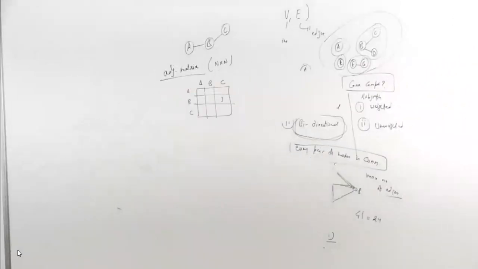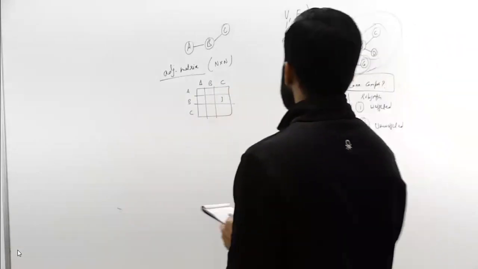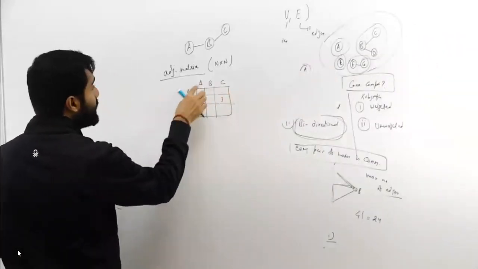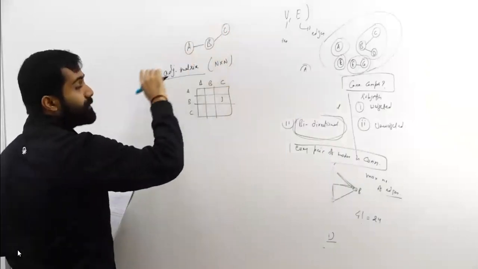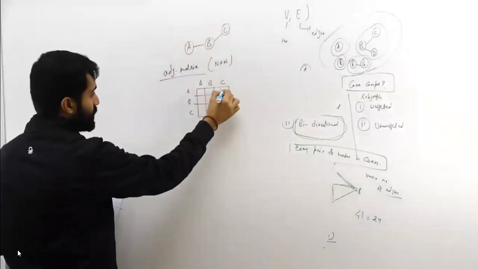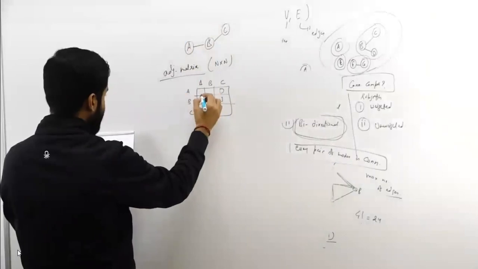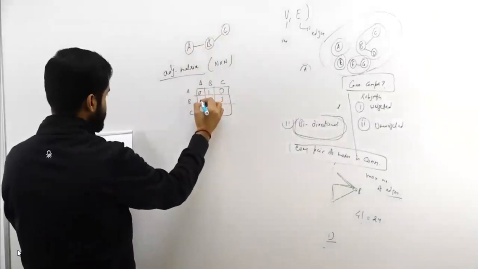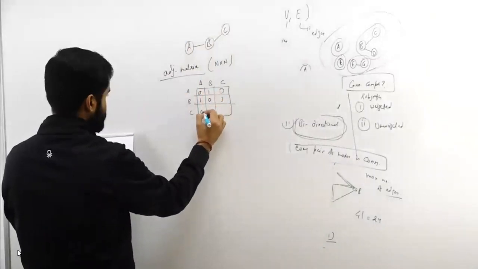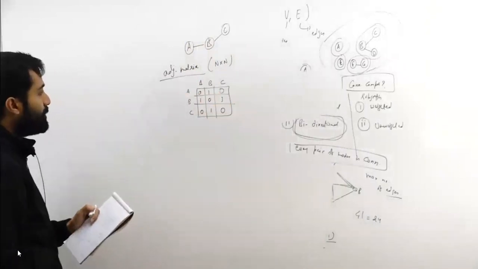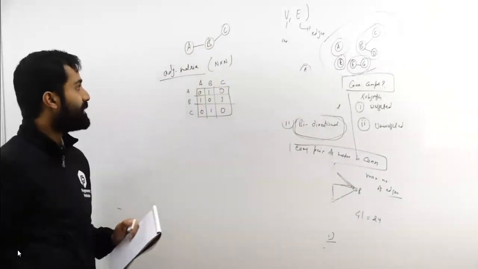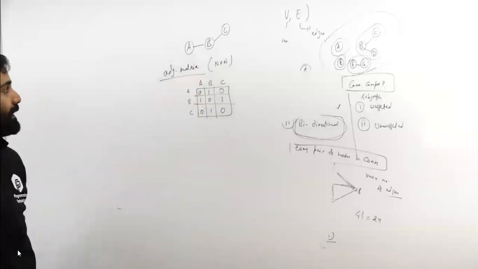It will be 0. Why will it be 0? Because this cell corresponds to A to C. Now from A to C, there is no direct edge. So it will be 0. So if you fill everything, this is what you will get. Okay, so this is what your adjacency matrix is, and it is an n cross n matrix.